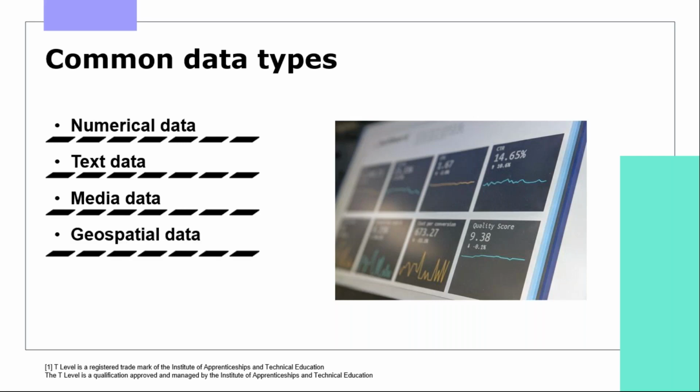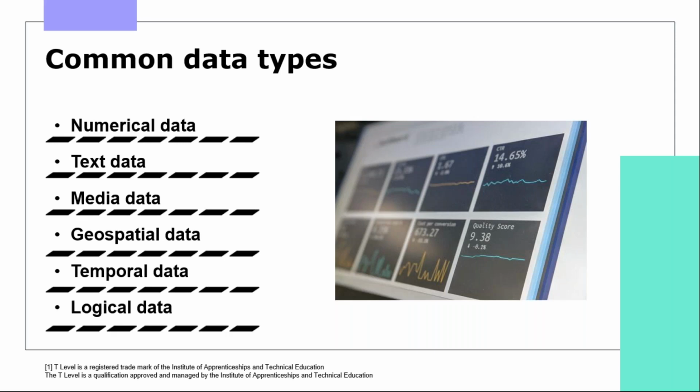Geospatial data, and objects, events, or phenomena that have a location on the surface of the Earth. We've got temporal data, which represents a moment in time and is usually shown with a date or a timestamp or duration. And then logical data that has two states or choices. This type of data is also known as Boolean data.